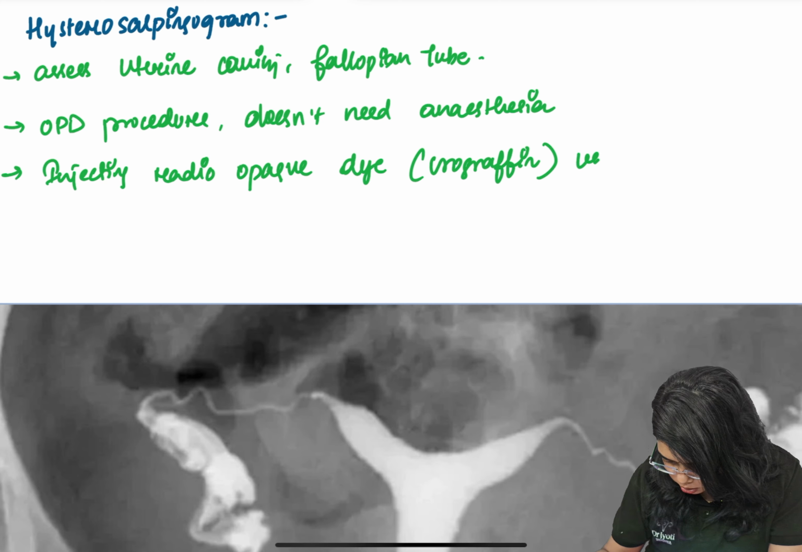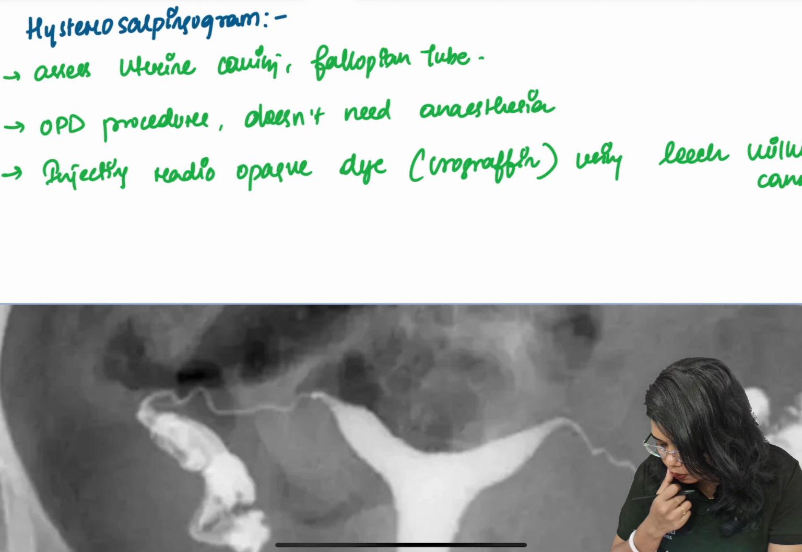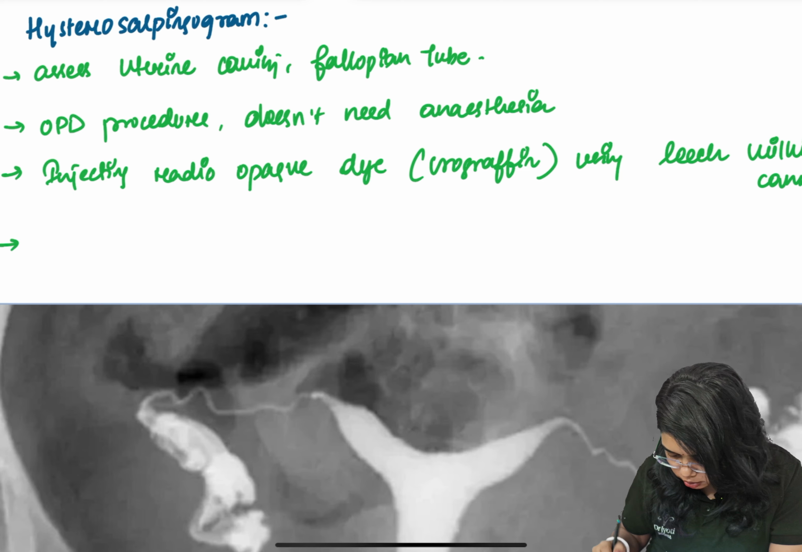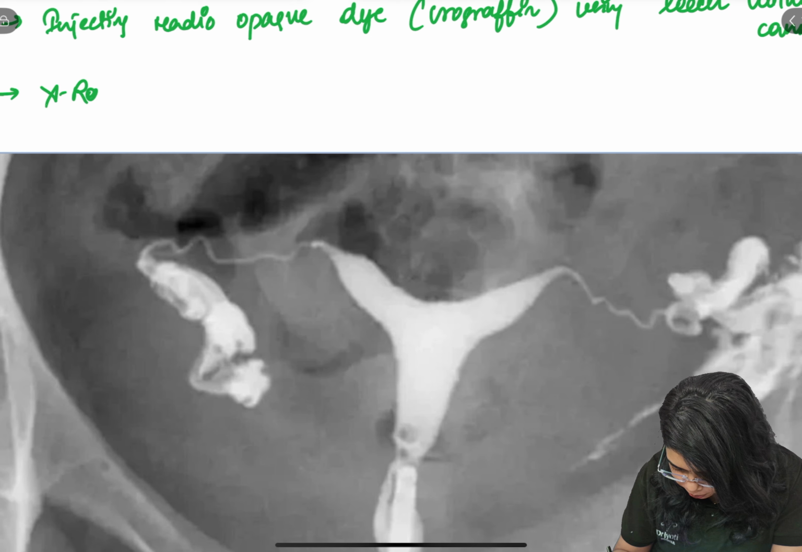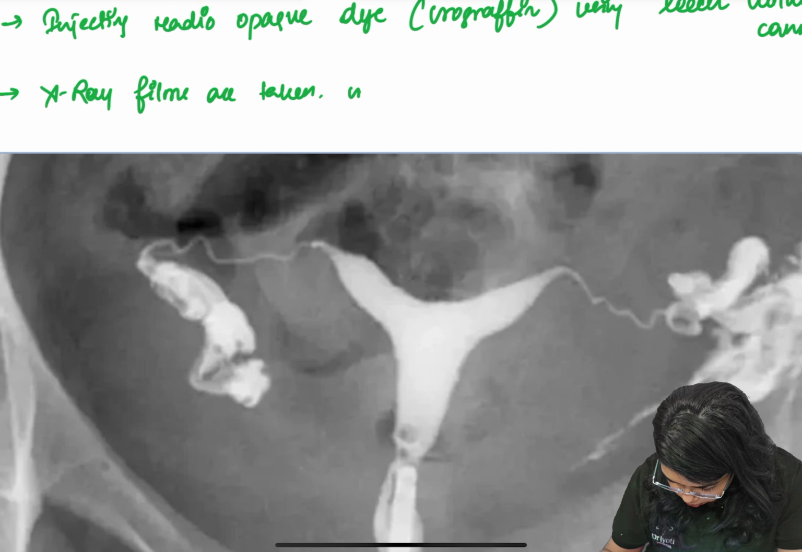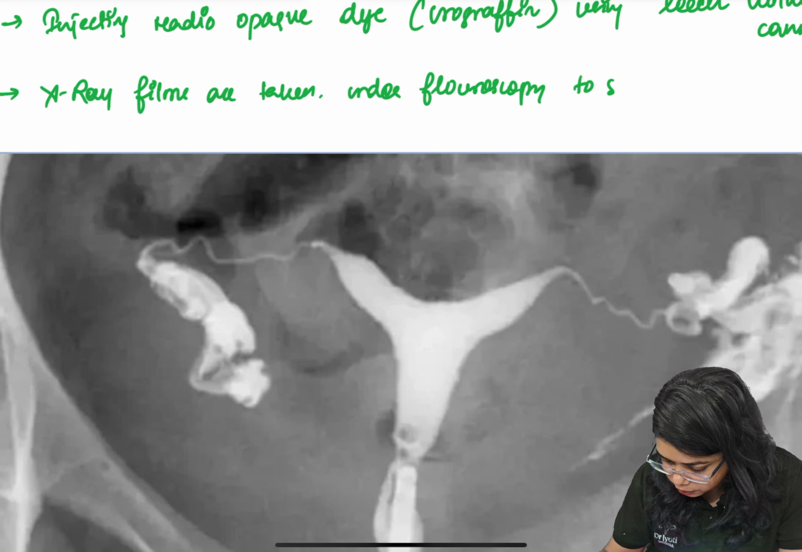Using the Leech Wilkinson cannula. I've told you about the Leech Wilkinson's cannula. We put it in the cervix, then inject the dye and capture the photo. Then X-ray films are taken, under fluoroscopy, to see the patency of the tube.